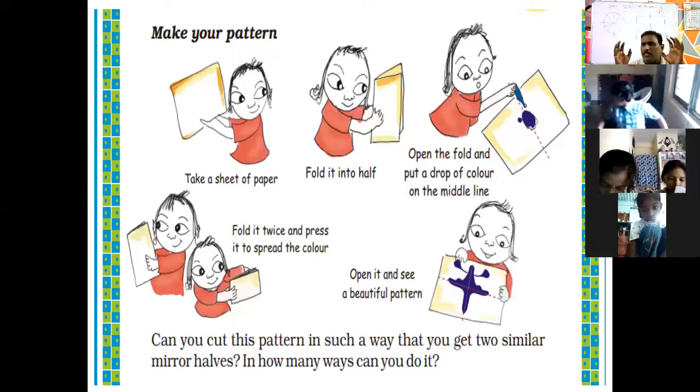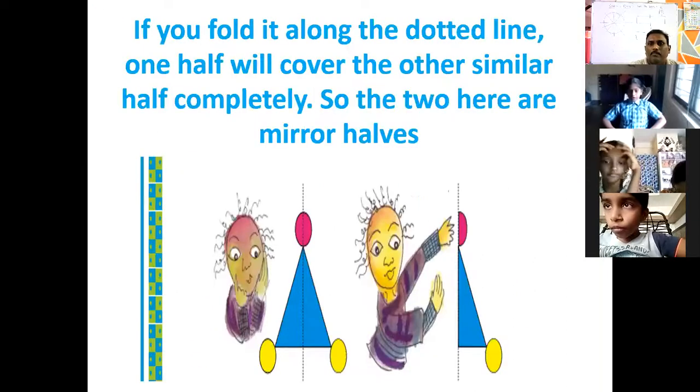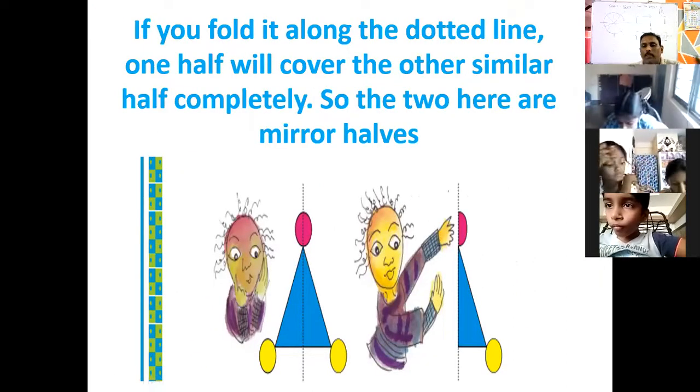This chapter is completely activity based. There is no formula, no calculation. If you do this, you will get to know how easy this is. So one color this side, the same color that side you will get, the same shape. If you fold, you can see only half of that, not the complete picture.